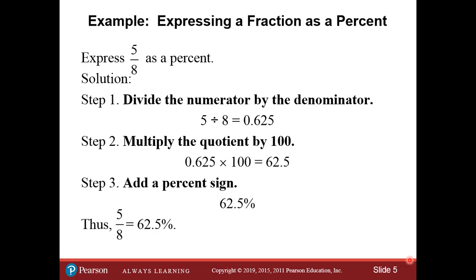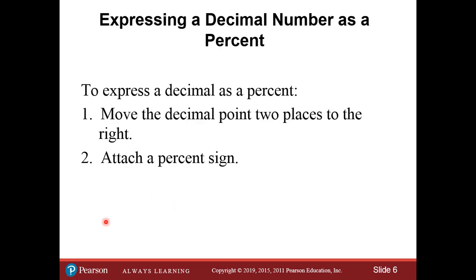And so if we want to express 5/8 as a percent, we first divide 5 divided by 8, which gives us 0.625. And then we're going to multiply by 100, or move the decimal point over 2 spots, and we get 62.5, and then we just add the percent sign. So 5/8 is the same as 62.5%. And that's what we have here.